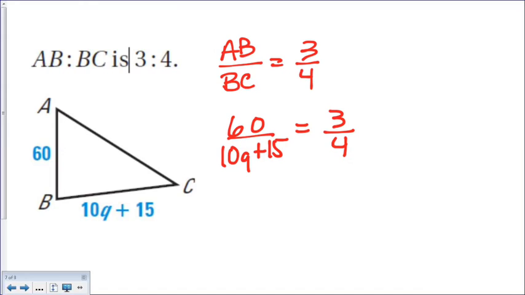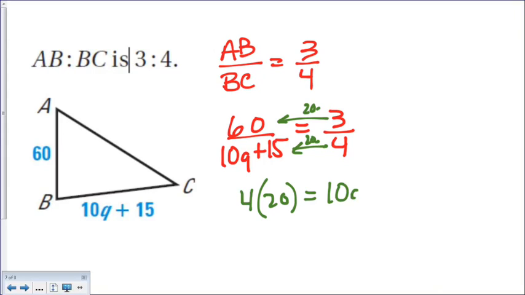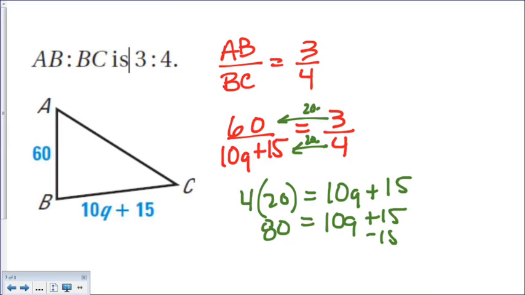Okay, so again, there's many different ways we could solve these proportions, but I'll look at it this way, okay? 3 to 60, I just multiply by 20, right? Because 3 times 20 is 60. So I do the same thing here, just multiply by 20. Okay, so that means 4 times 20 equals 10q plus 15. 4 times 20 is 80. Subtract 15 from both sides. And then 80 minus 15 is going to give me an answer of 65 equals 10q.